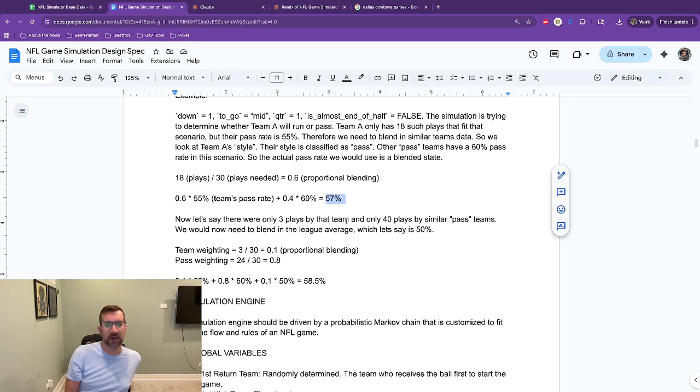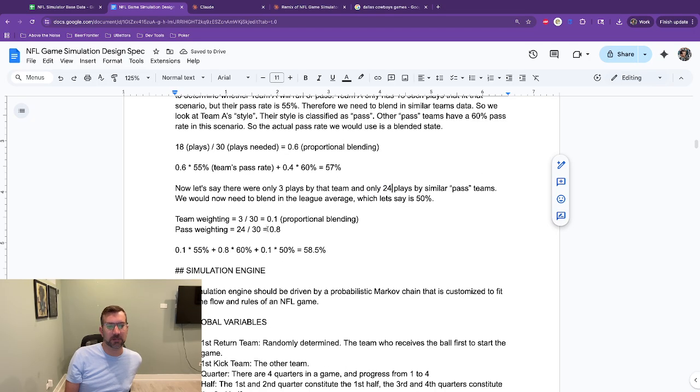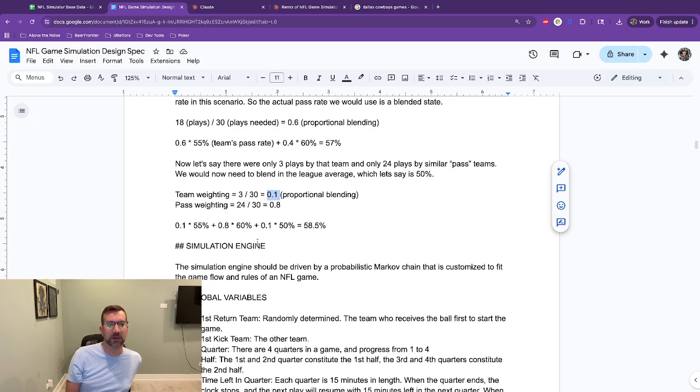And then we even provided a situation where what happens when you don't have any of it. So let's say they only had 3 plays. There were only 24 plays by a similar team. That means that we're going to be weighting that style by 80%, us by 10%, and then we're going to be using the remaining 10% by the league average. So if the league average is 50%, now we're just blending in that extra 50% and saying, hey, 58.5.